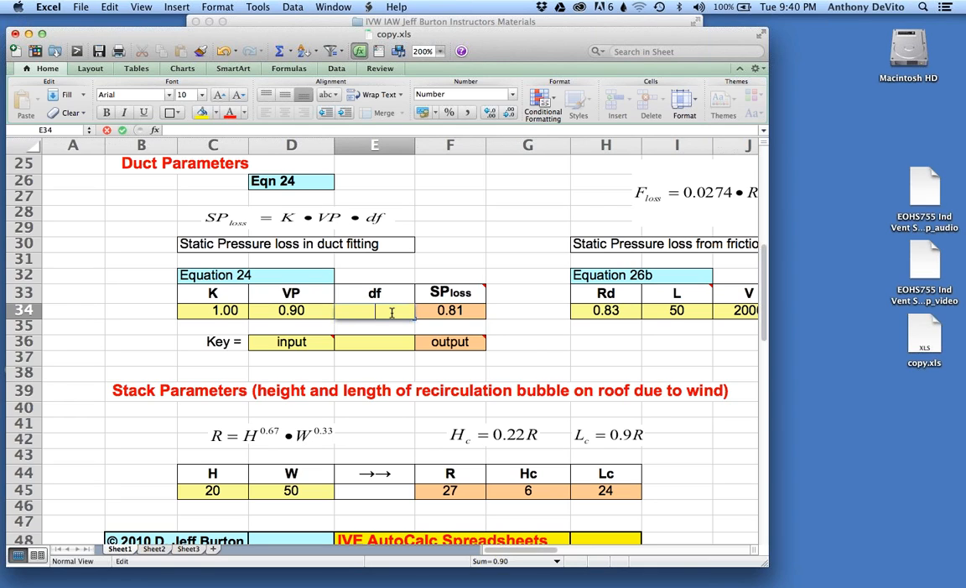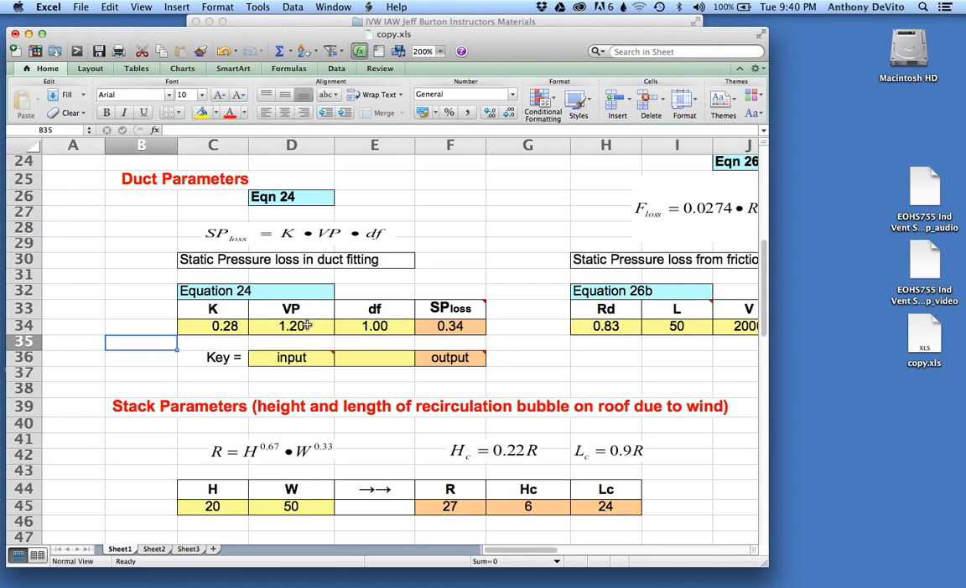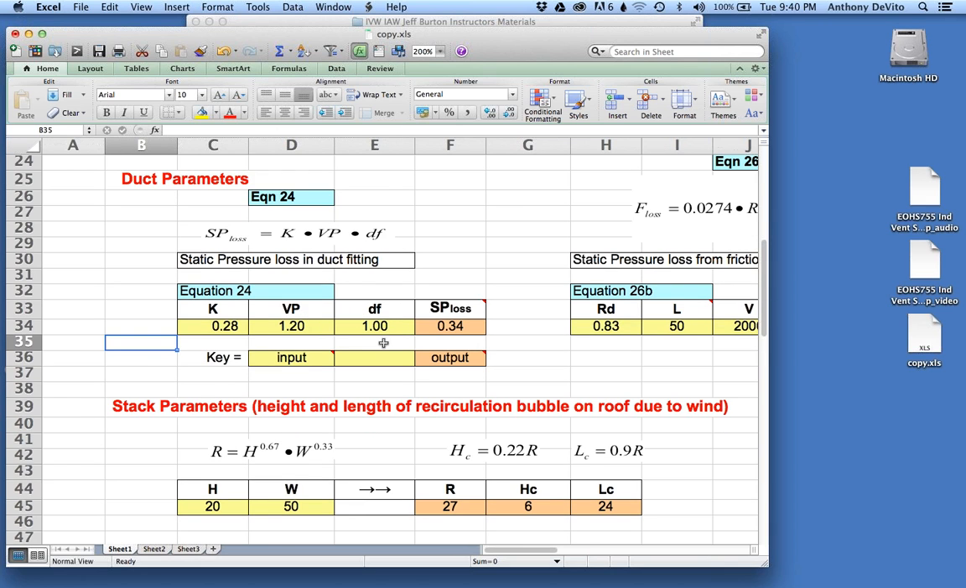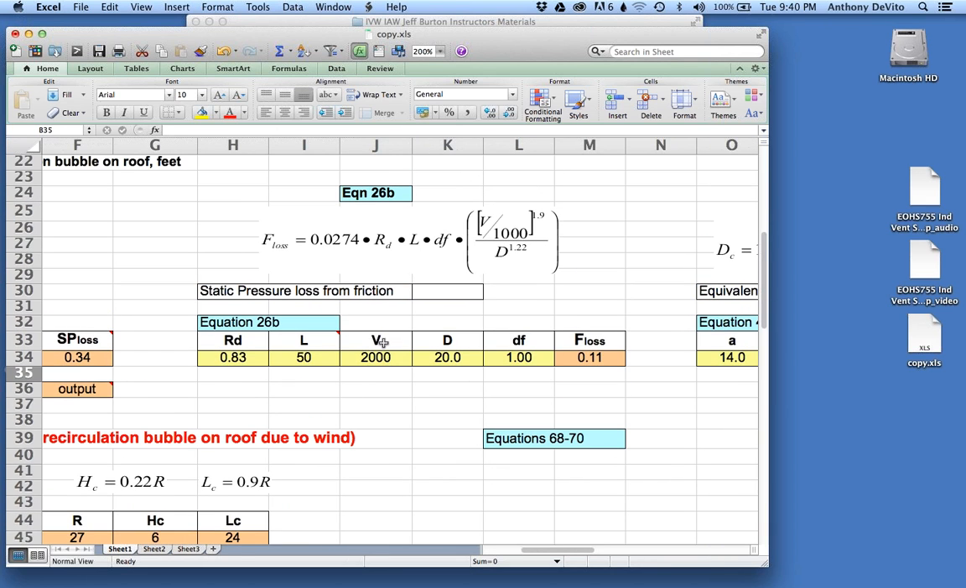I'm going to change the density correction factor to a 1 because usually that's where we're dealing with standard temperature and pressure. So if our K value, as it was in some of the problems, was something like 0.28, and our velocity pressure was 1.2, it would calculate our static pressure loss for us. We would have this actually do the calculation for us.